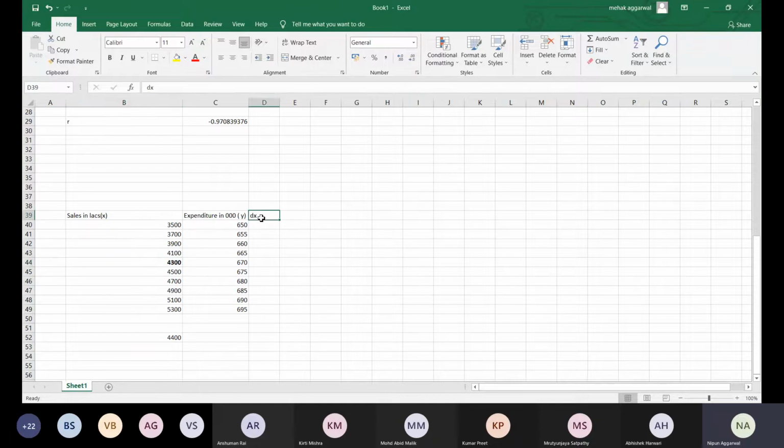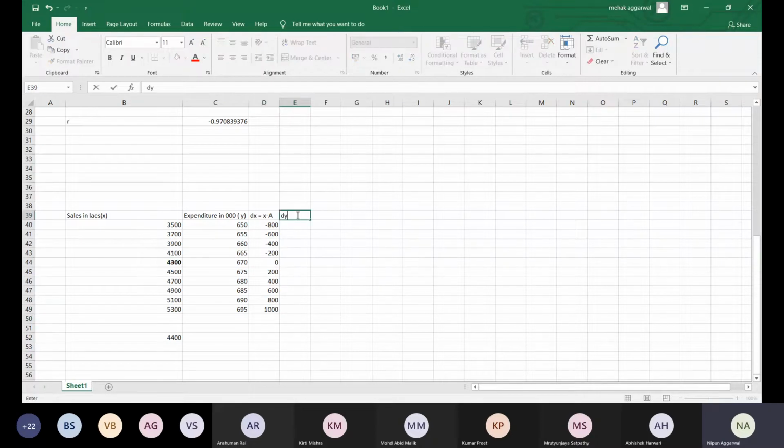So your dx value becomes x minus a, which is 3,500 minus 4,300, which is minus 800, then minus 600, next is minus 400, then minus 200, 0, 200, 400, 600. Then you have 5,100 minus 4,300, which is 800, and the last one is 1,000. So this becomes your dx.